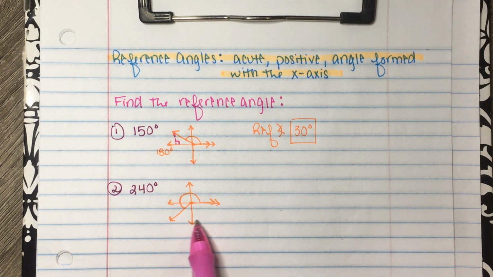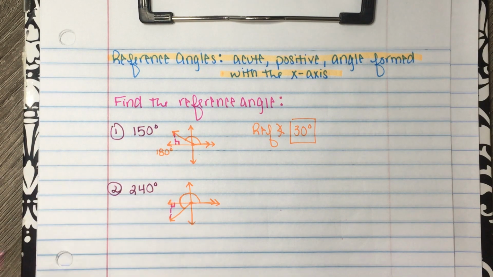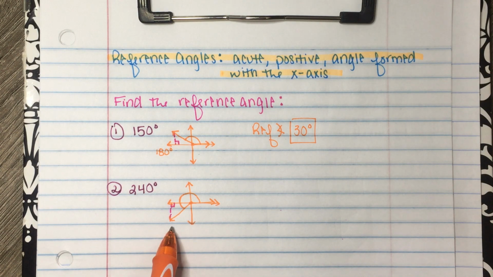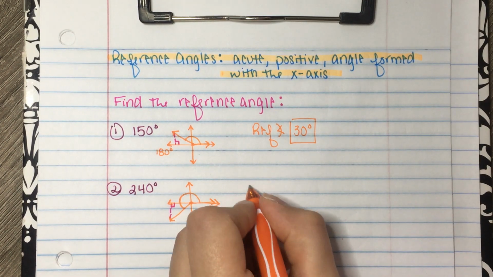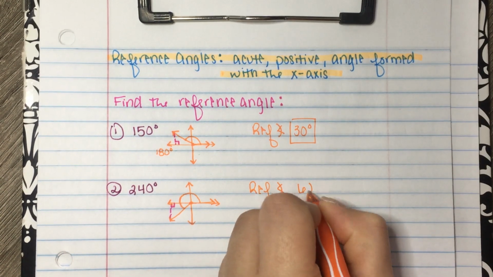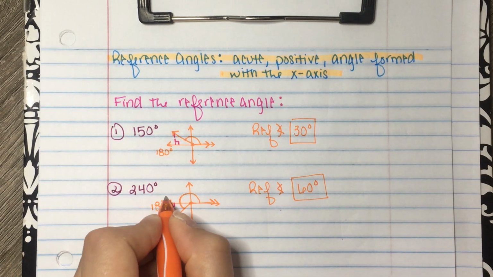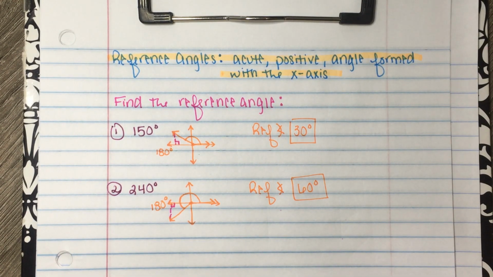Oh, I'll connect it here, but no, it is formed with the x-axis. So I'm looking for that reference angle and I'm asking myself, well, how far away is 240 to the nearest x-axis? And it is 60 degrees away from the nearest x-axis, because this x-axis here is 180 degrees. All right, and you can see the distance between 240 and 180 degrees is 60 degrees.